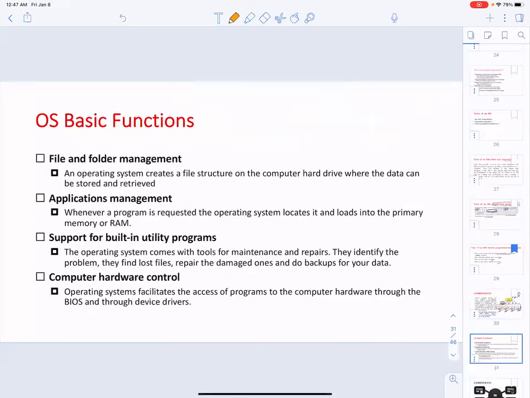So let's consider the main tasks of an operating system. And then after I talk about the basic tasks of an operating system, I will go over the 4 managers and I will cover some details related to each one of those managers separately.